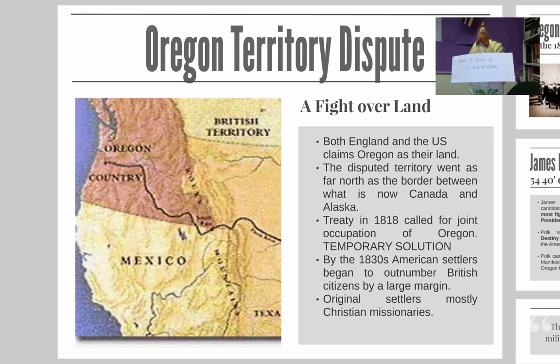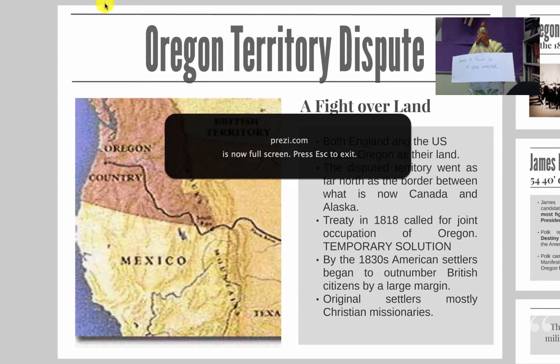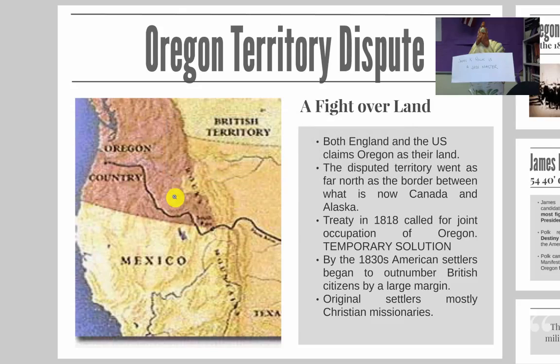As you can see from the map here, the Oregon country, which is shaded in that reddish color, was a disputed territory between England and the United States. Both countries claimed it was theirs. England was in control of what we now know as Canada. The map cuts off here, but the disputed territory goes way up into what we know as Canada, all the way up to where Alaska is today. So it was a rather large area of land that was disputed.